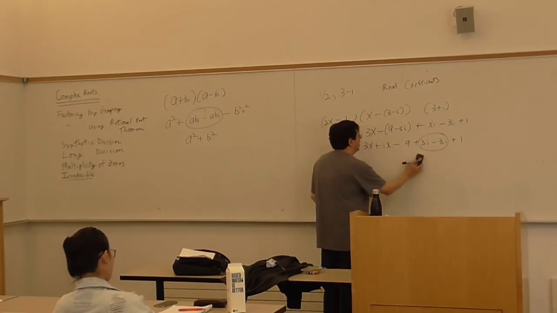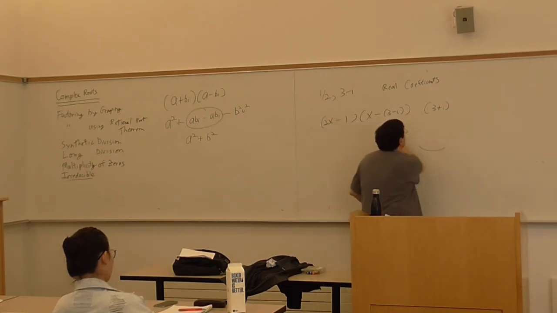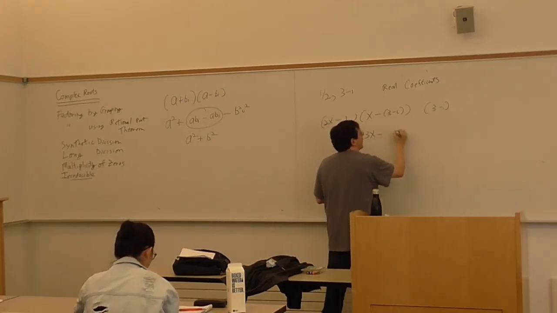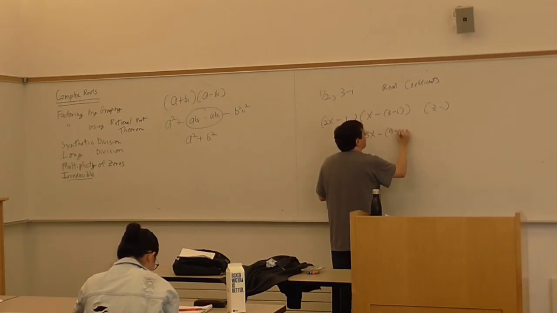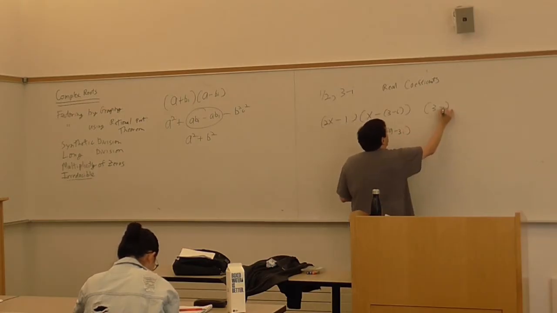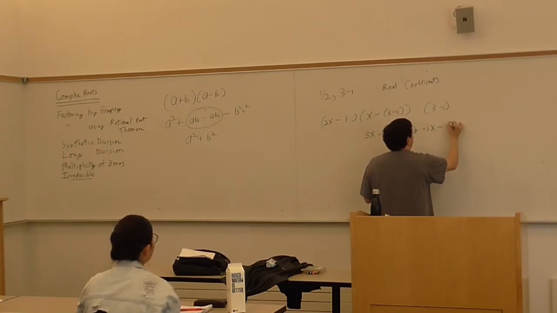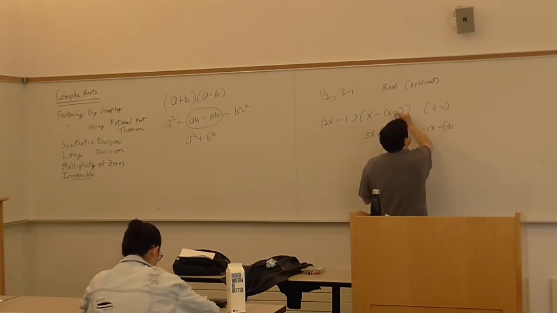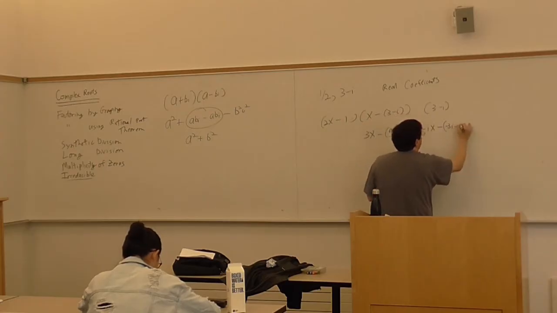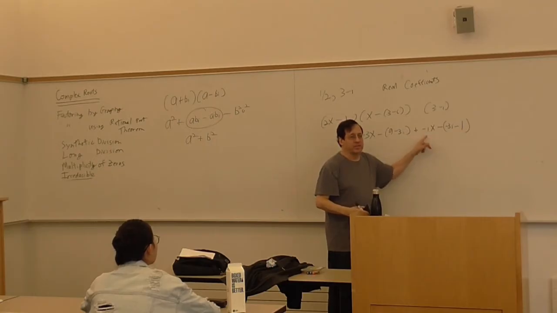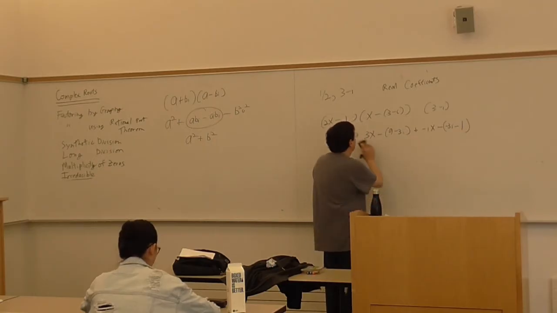Carlos? Was it 3 minus i? Okay. Let's try that. Okay, so 3x minus 9 minus 3i plus minus ix minus 3i plus i squared, so that's minus 1. We still have this ix thing here. I'm having trouble getting rid of it.